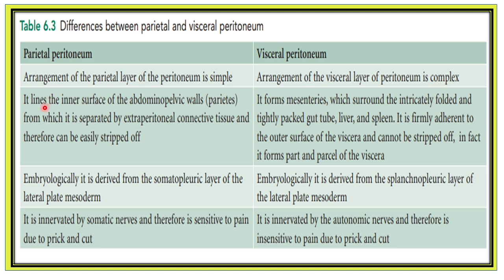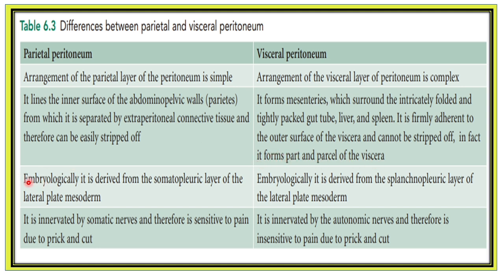The parietal peritoneum lines the inner surface of the abdominopelvic walls, from which it is separated by the extraperitoneal connective tissue, and therefore can be easily stripped off. But the visceral peritoneum forms the mesenteries which surround the intricately folded and tightly packed gut tube, liver, and spleen. It is firmly adherent to the outer surface of the viscera and cannot be stripped off. In fact, it forms part and parcel of the viscera.